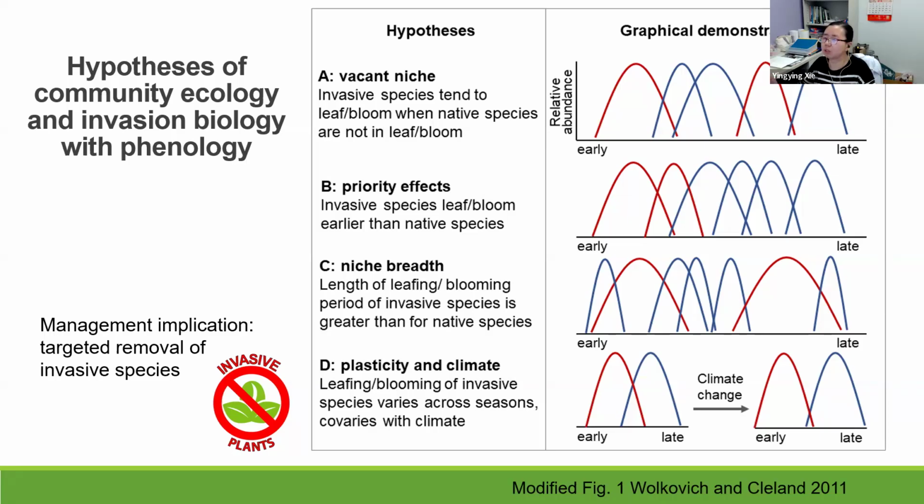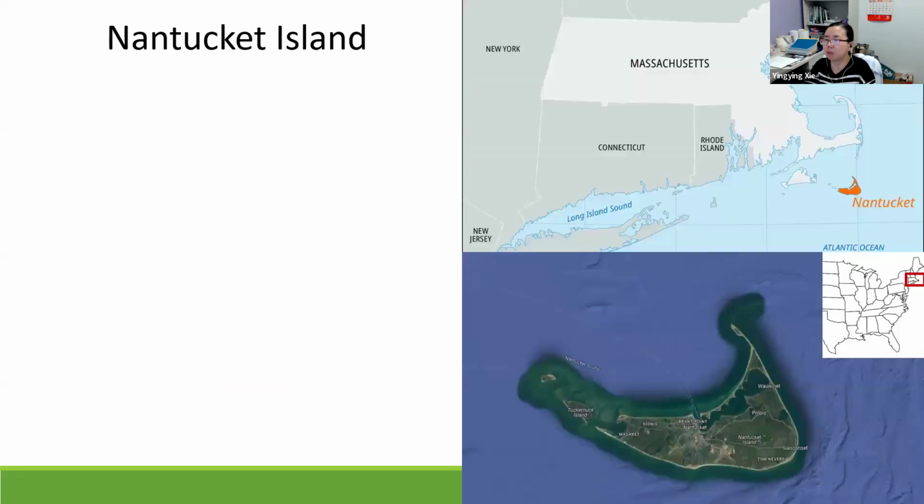So those are the hypotheses we are interested in testing in our region, because in most studies, they focus on a particular region or particular species. So those hypotheses haven't been well tested across different species or different regions, because we have different interests and different concerns about different species. That's why we have this project. We want to focus on Nantucket Island to test those hypotheses, to increase our knowledge about invasive species to help inform management. I guess I don't have to introduce Nantucket Island to our audience here.